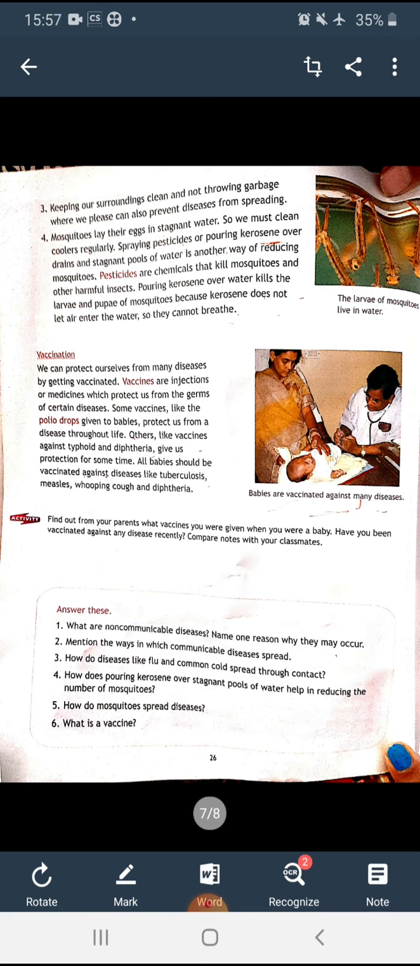Next is vaccination. How are we protecting ourselves from different types of diseases? Through vaccines. Vaccines are what? They are injections or medicines which protect us from the germs of certain diseases, like polio vaccine given to babies protects us from a disease throughout life. So different types of vaccines are there which protect us by building resistance in the body to fight that particular disease.